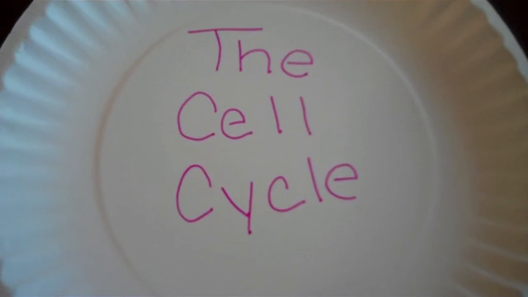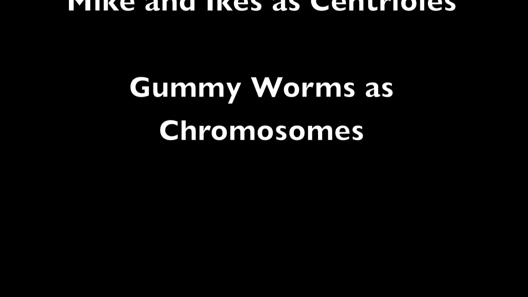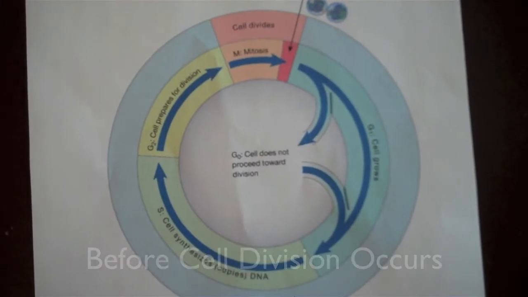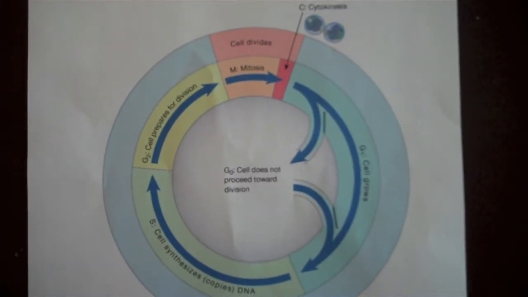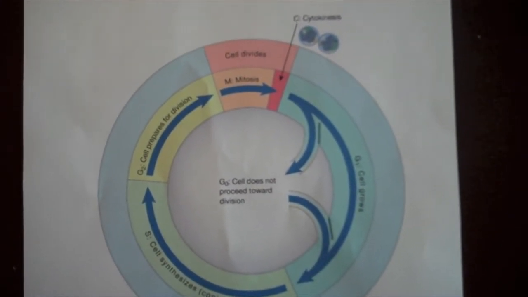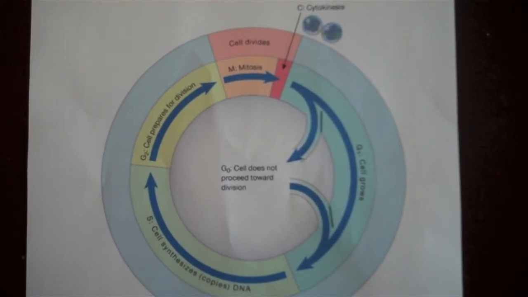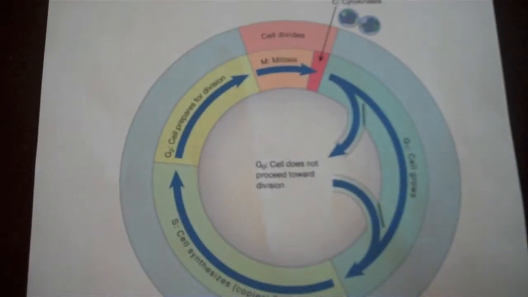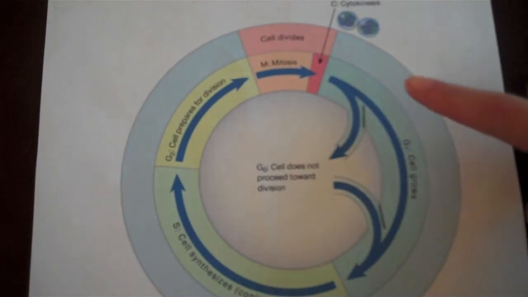The cell cycle is the process by which a cell grows, replicates, and divides. It can be broken into three major stages: interphase, mitosis, and cytokinesis. Interphase is the period during which the cell is not replicating. During this time, the cell is carrying out its specialized function and growing in preparation for mitosis. It consists of the G1, S, and G2 phases.